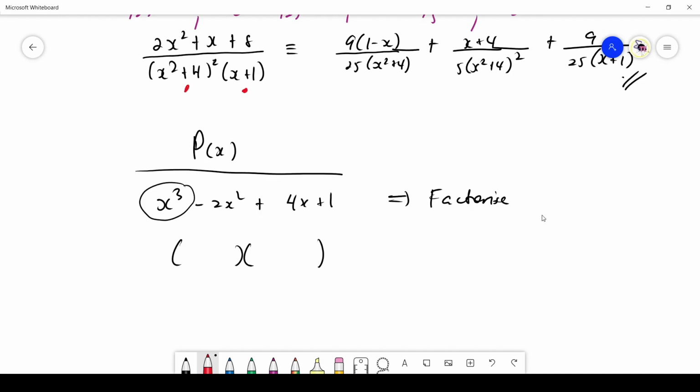You need to find a value for x that, remember, if something is a factor, f of that value is equal to 0. So you set this equal to your function f of x and you try various values. F of 1, is that 0? And if it is, then x minus 1 is a factor, and so on.